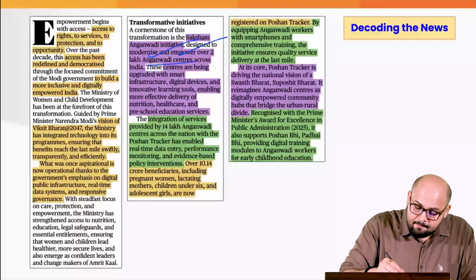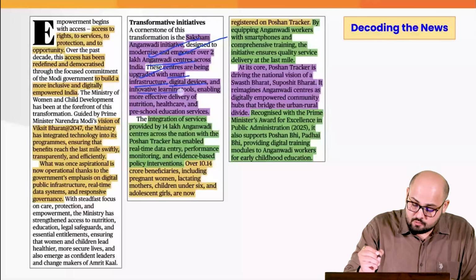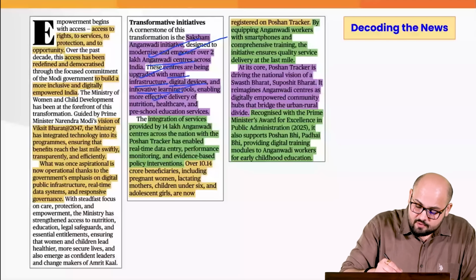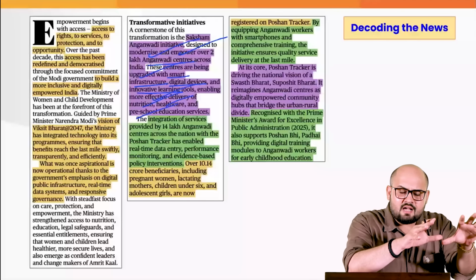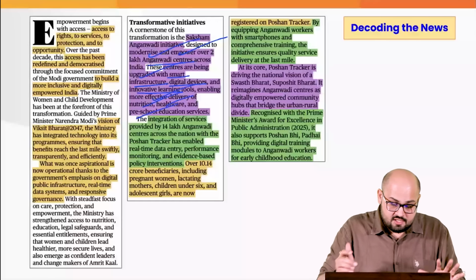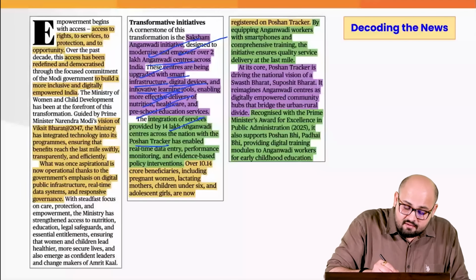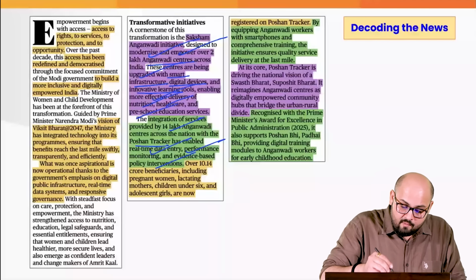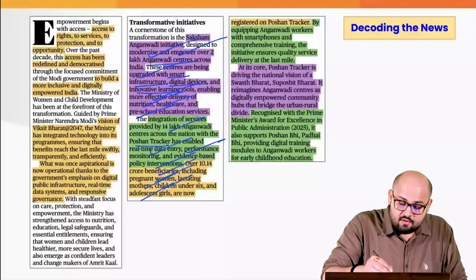These centers are being upgraded with smart infrastructure, digital devices and innovative learning tools, enabling more effective delivery of nutrition, healthcare and preschool education services. Now what we are doing is, already we had these Anganwadi centers, now we are integrating technology. The integration of services provided by 14 lakh Anganwadi centers across the nation with the Poshan Tracker has enabled the real-time entry, performance monitoring and evidence-based policy interventions.